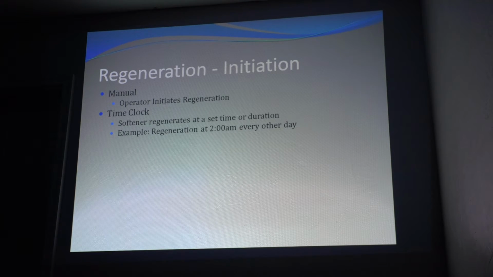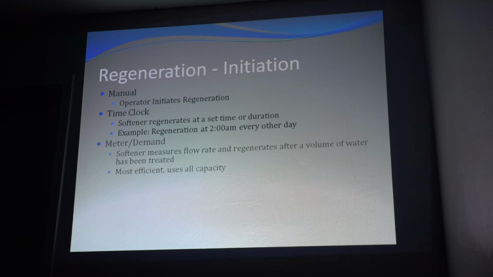Time clock, where the software regenerates at a set time or duration. Example, regeneration at 2 a.m. every other day. Some time clocks are like that. Then you've got a meter, which is also considered demand regeneration.